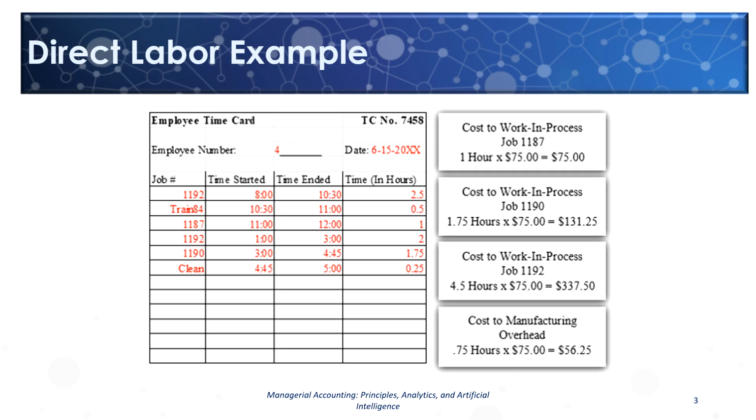Direct labor is tracked using time cards. Employees record the start and stop time worked on each job. Direct labor cost is calculated as hours worked multiplied by the hourly wage rate. This cost is traced directly into the work in process account for each job.